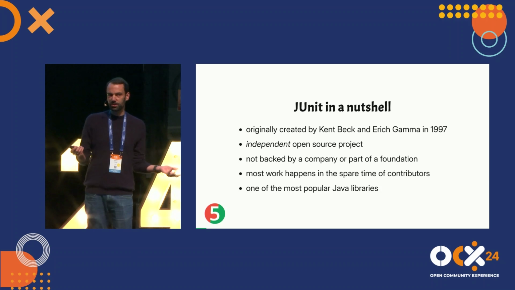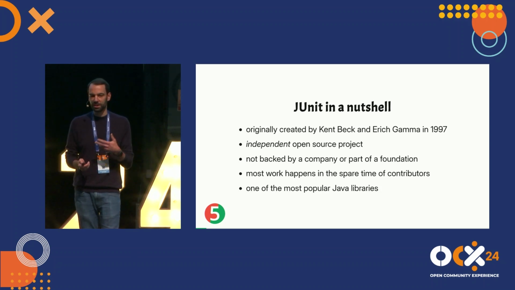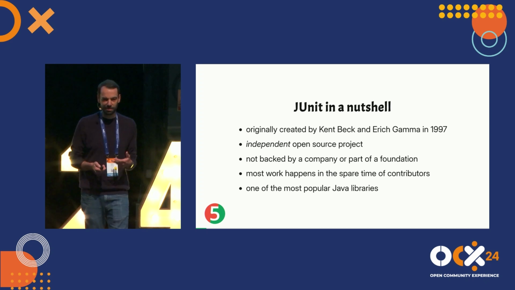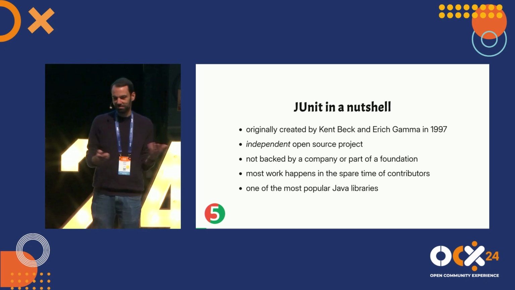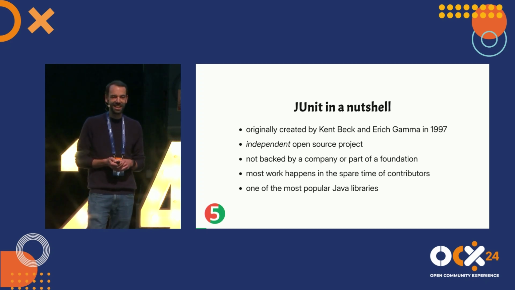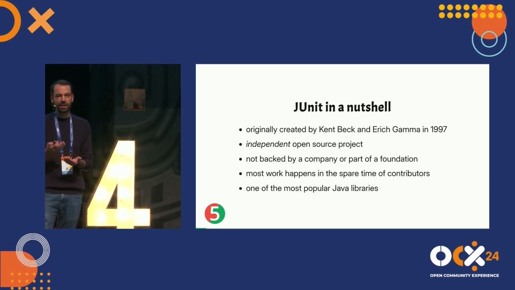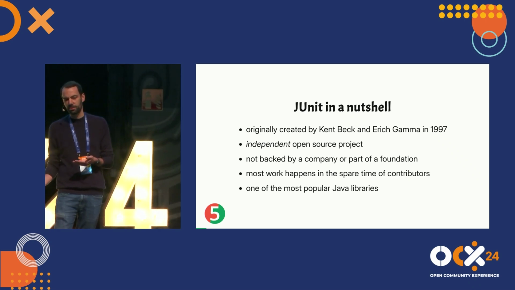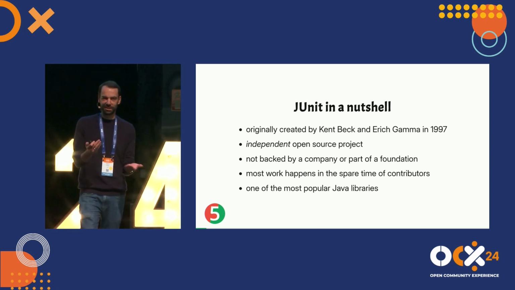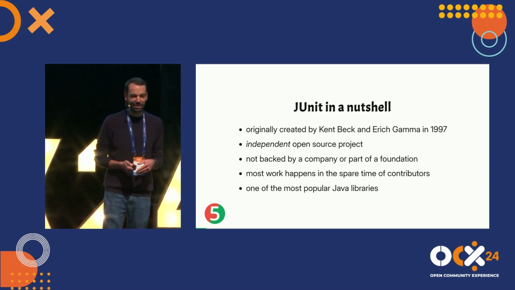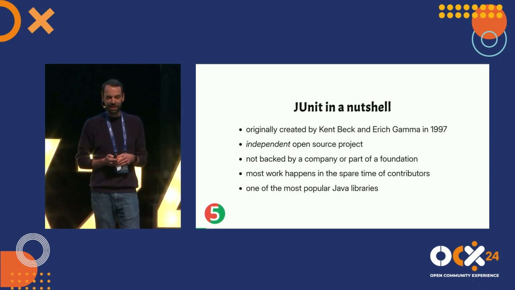JUnit is the open source project we're going to talk about today. In a nutshell, JUnit was originally created by Kent Beck and Erich Gamma, famously on the way to some conference on a plane. It's an independent open source project. That means it's not backed by a company or part of any foundation. So most of the work happens in the spare time of contributors. And at the same time, it's also one of the most popular Java libraries. So there's a bit of a conflict here in some way.